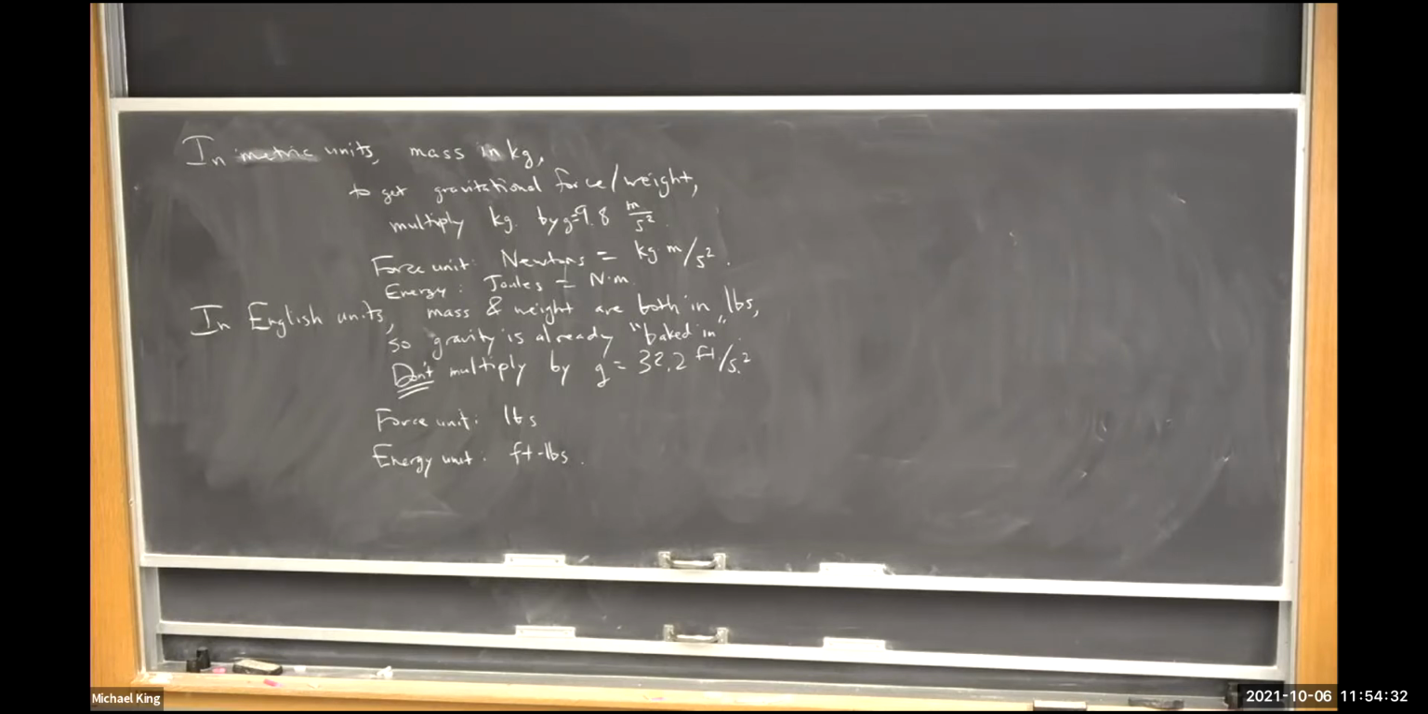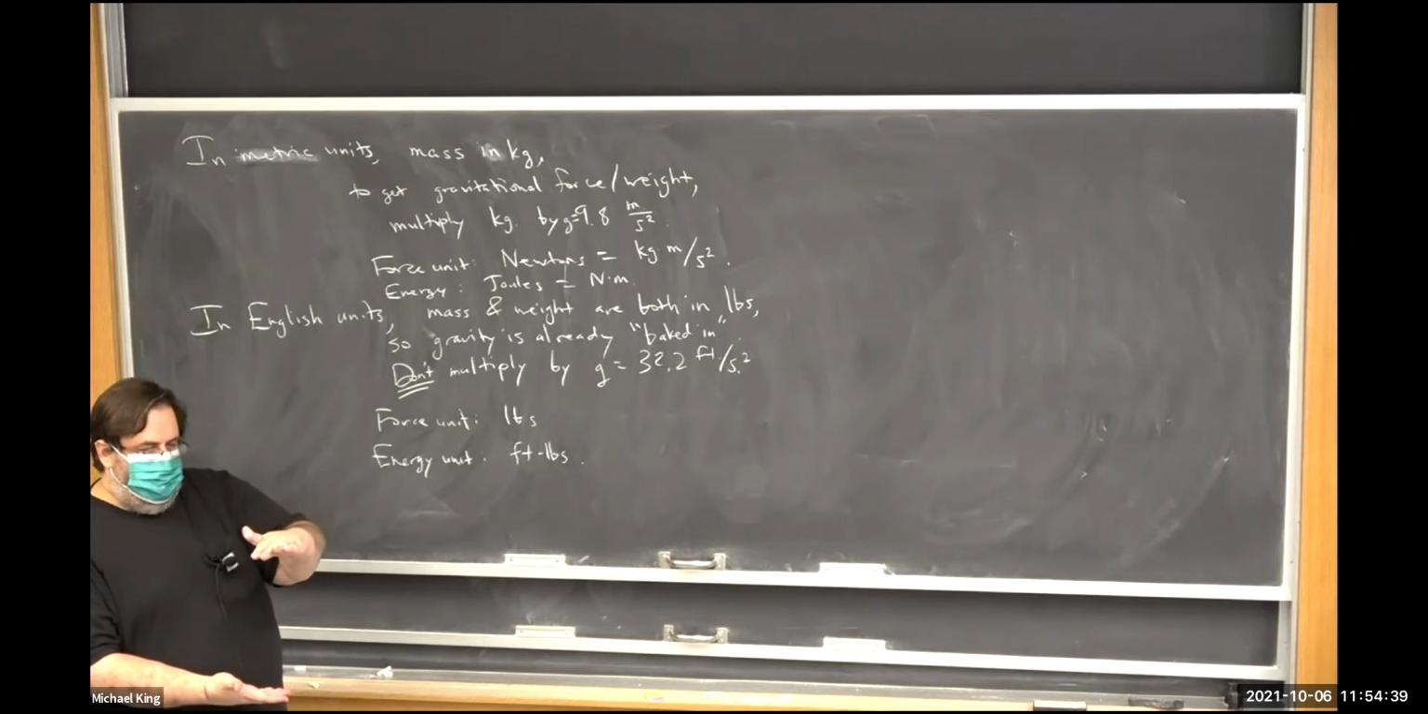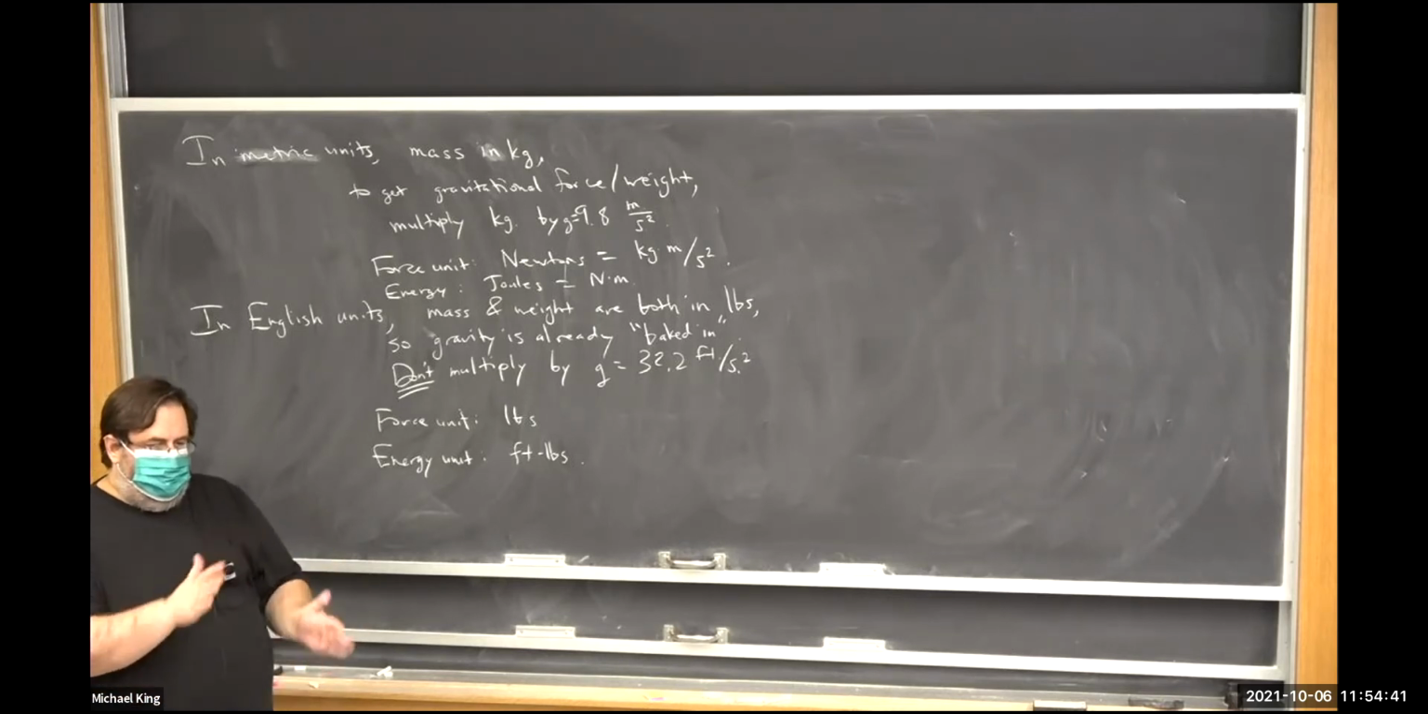So in these units, it's 62.4 pounds per cubic foot. A cubic foot of water weighs 62.4 pounds. That seems like a lot.